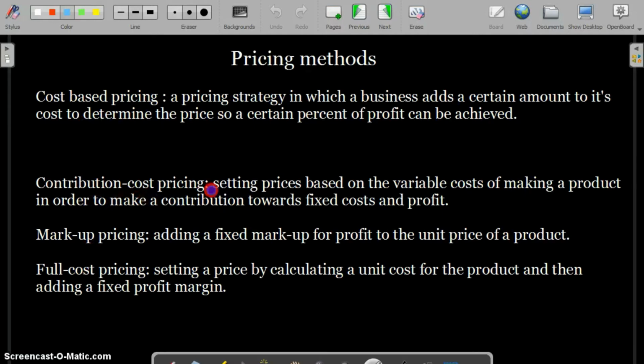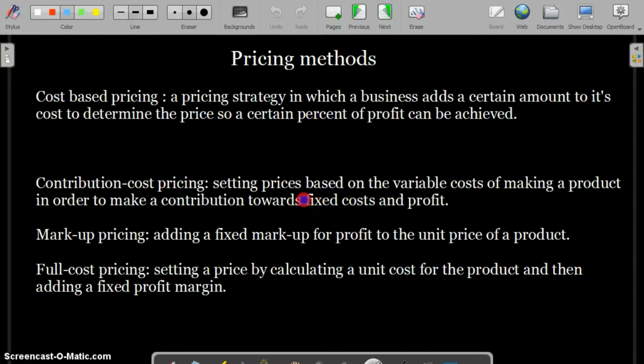There's contribution cost pricing, where we set prices based on the variable cost of making a product in order to make a contribution towards fixed cost and profit. And there's adding a fixed markup for profit to the unit price of a product. And full cost pricing is setting a price by calculating a unit cost for the product and then adding a fixed profit margin. Now these two are self-explanatory, and nothing much explanation is required, so I'm not going to go too much into detail about it. You just need to know the definitions, just in case a question arrives.